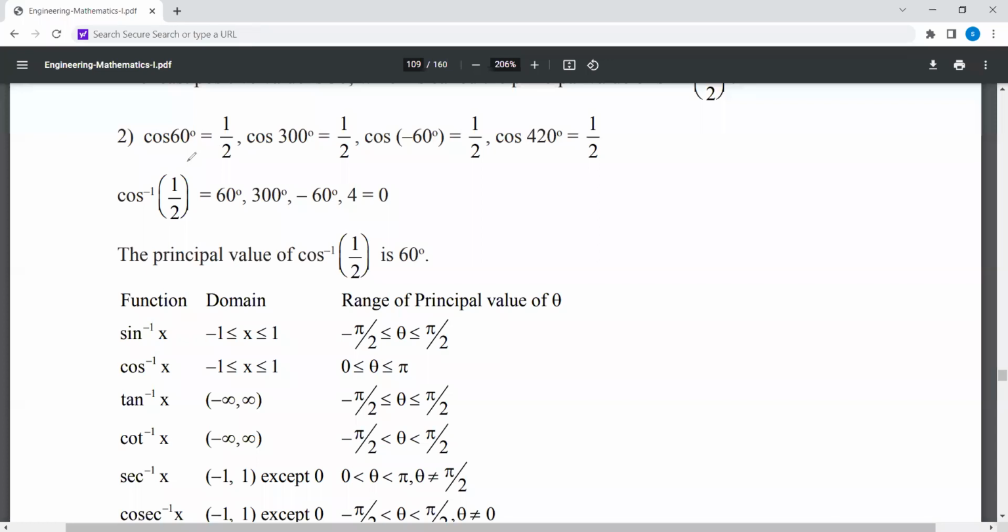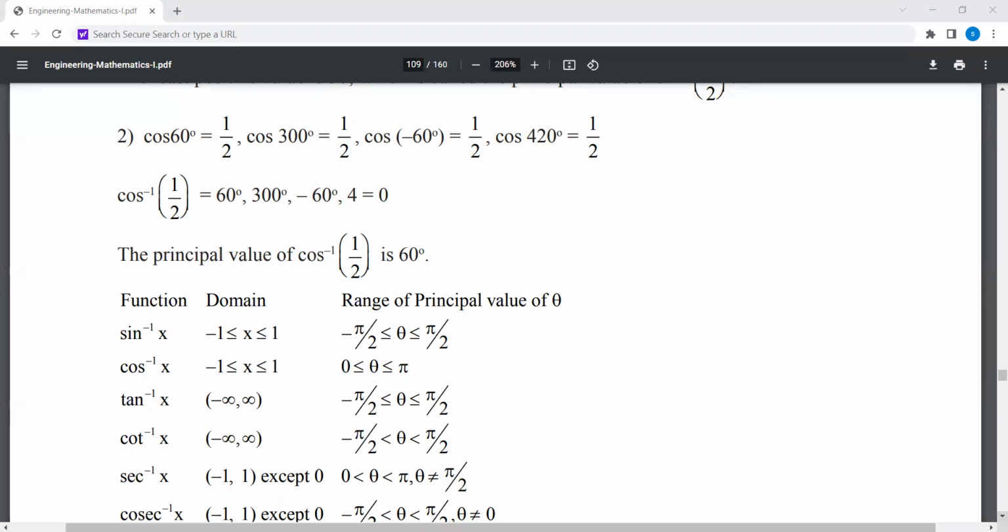Next, cos 60 degrees is 1 by 2, cos 300 degrees is 1 by 2, cos minus 60 degrees is 1 by 2, cos 420 degrees is 1 by 2. Therefore, cos inverse 1 by 2 is equal to 60 degrees, 300 degrees, minus 60 degrees, and 420 degrees. The principal value of cos inverse 1 by 2 is 60 degrees, because 60 degrees is the least possible value. This is the concept of principal value.